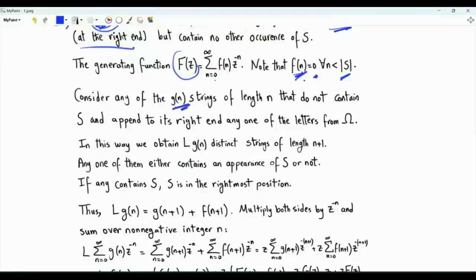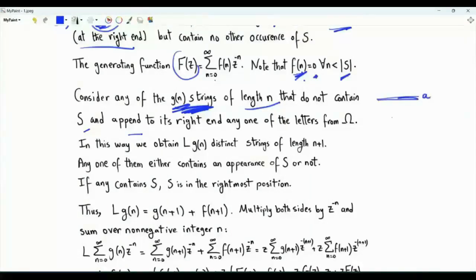Consider any of the G of n strings that do not contain S. Among the strings of length n, there are G of n strings that do not contain S. To those strings, append any one of the letters from omega to its right end. For instance, if the letters are A, B, C, each string from those G of n strings generates L strings of length n plus 1, where L is equal to 3.